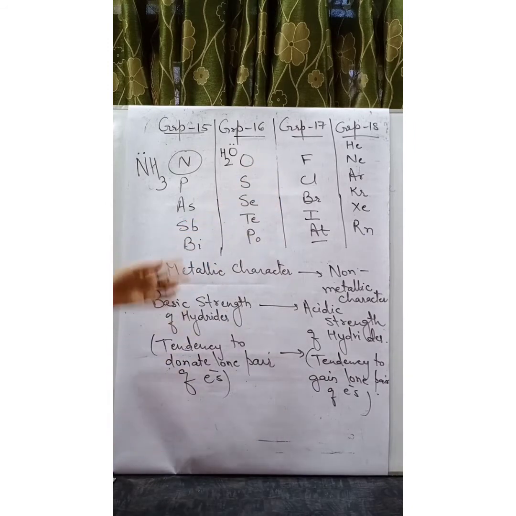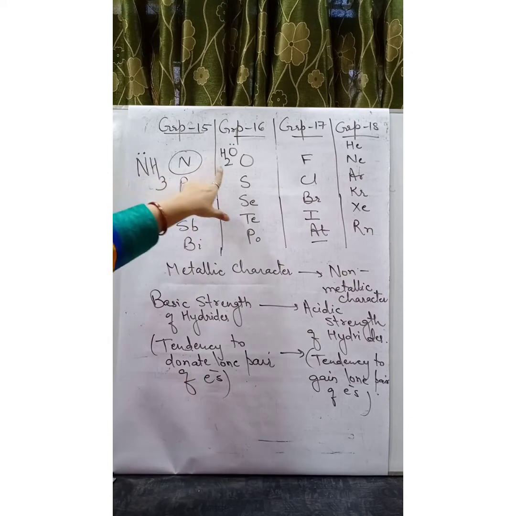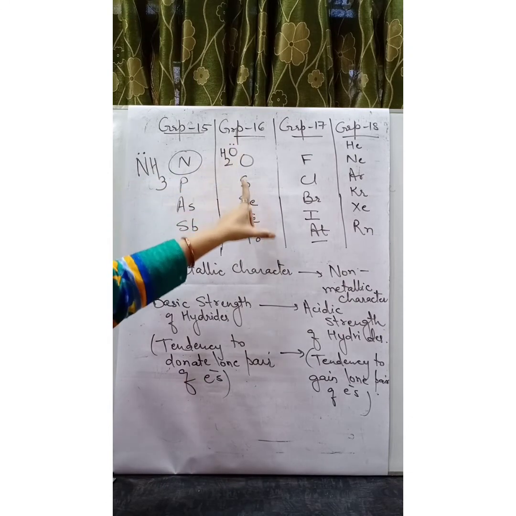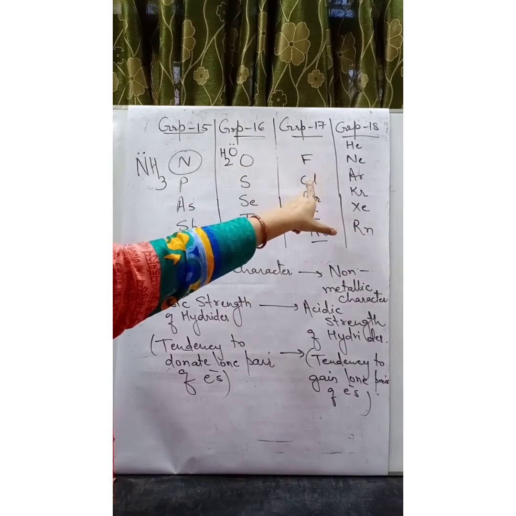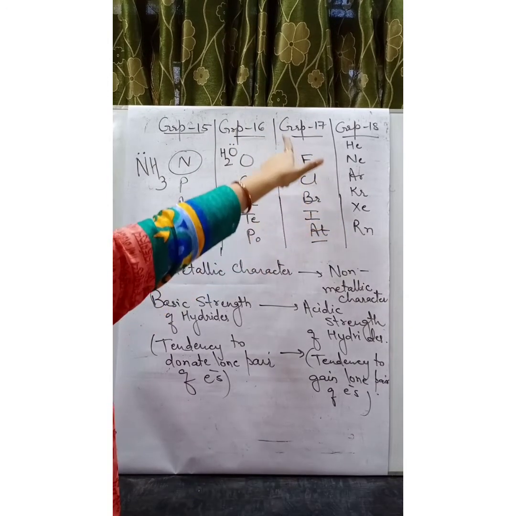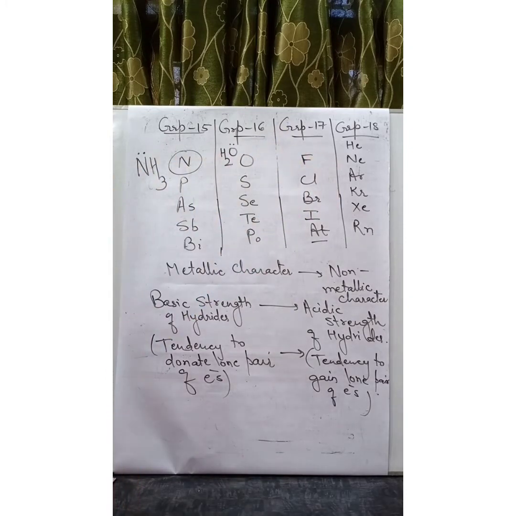So what can we say? We can say group number 15 is more basic than group number 16. Group number 16 is weakly acidic as compared to group number 17. Group number 17 is most acidic in the respective period.